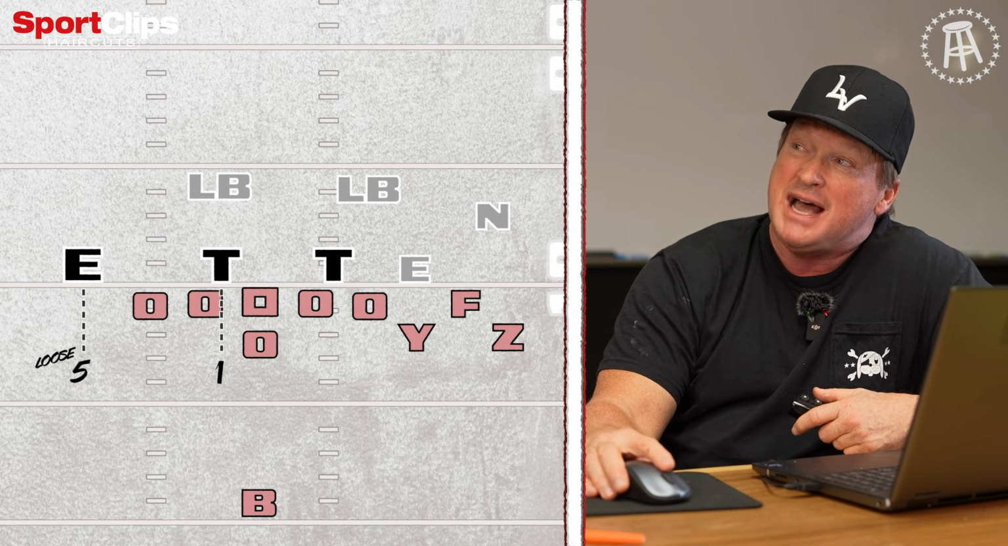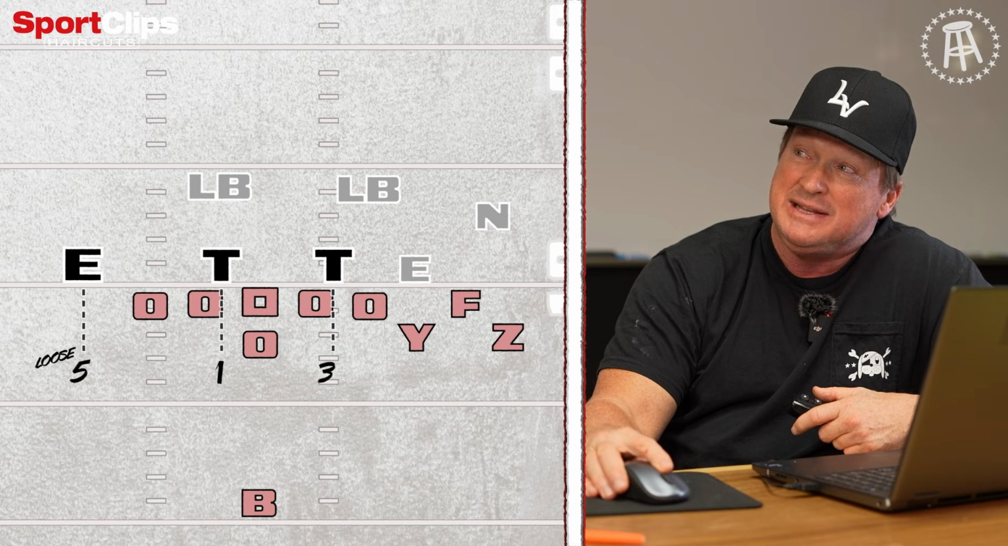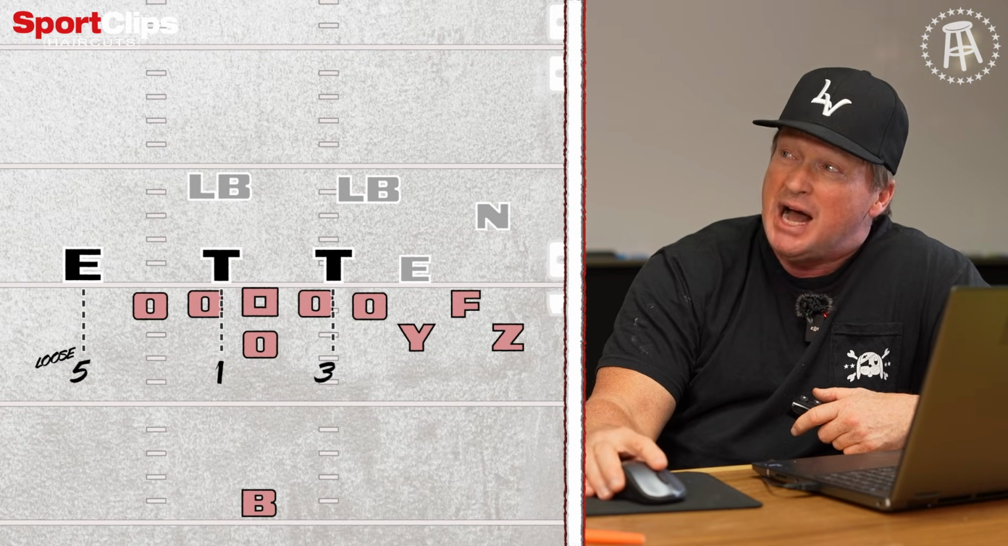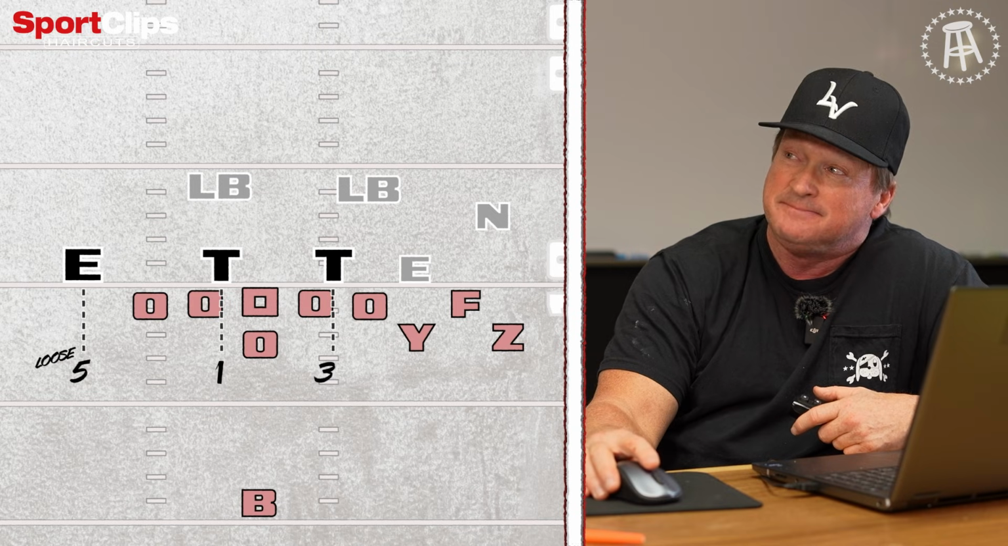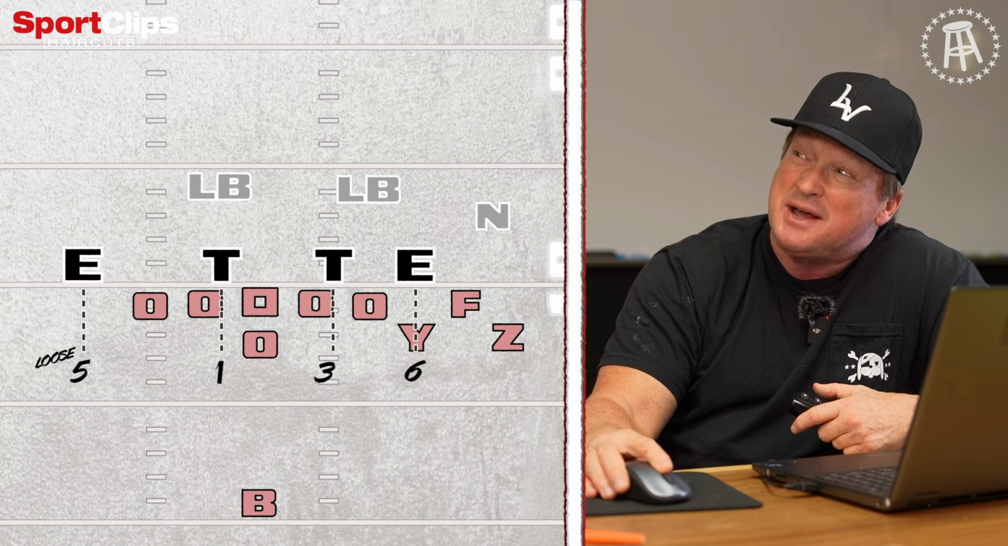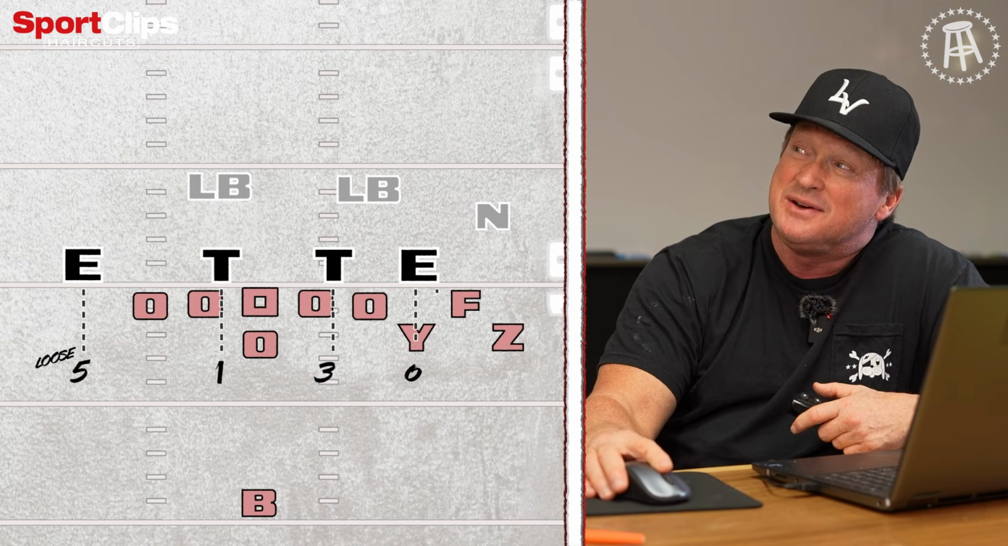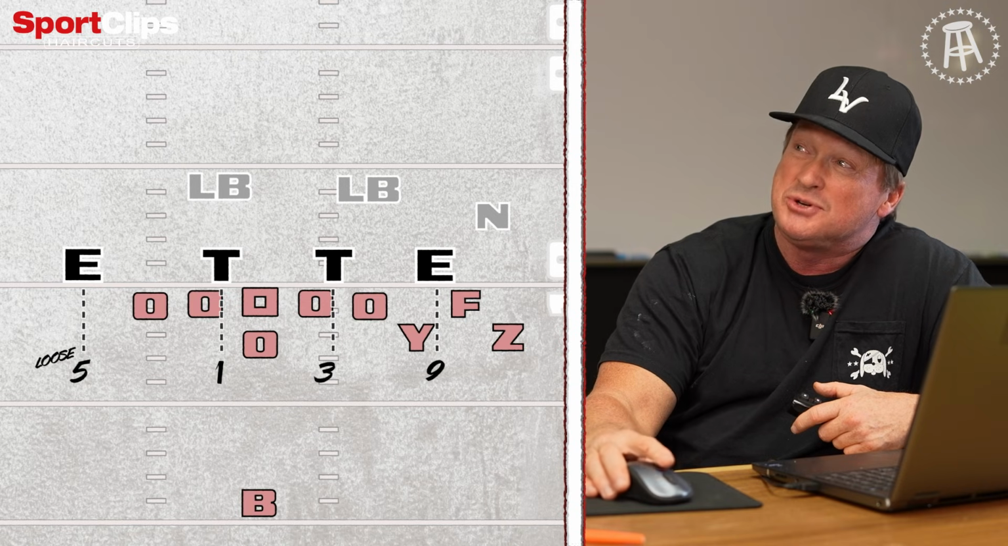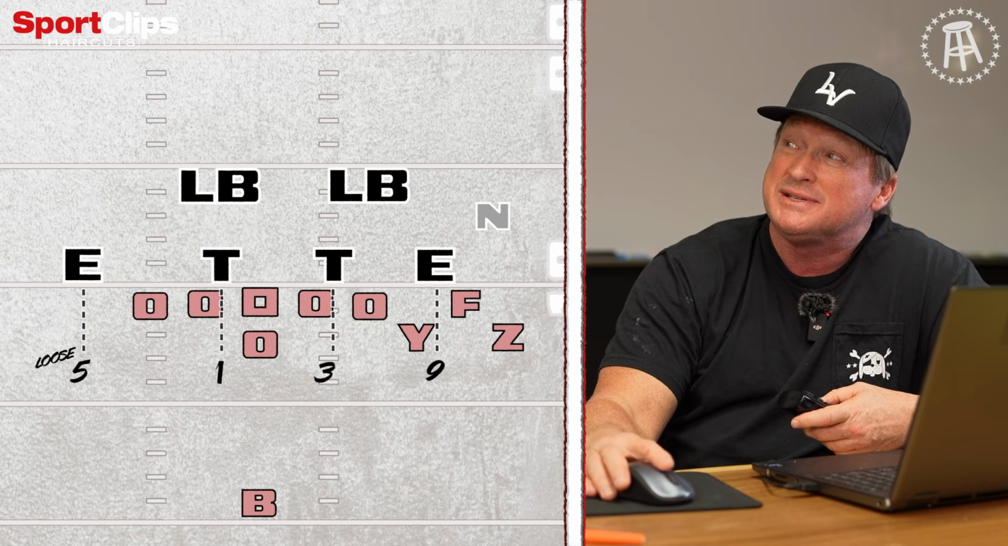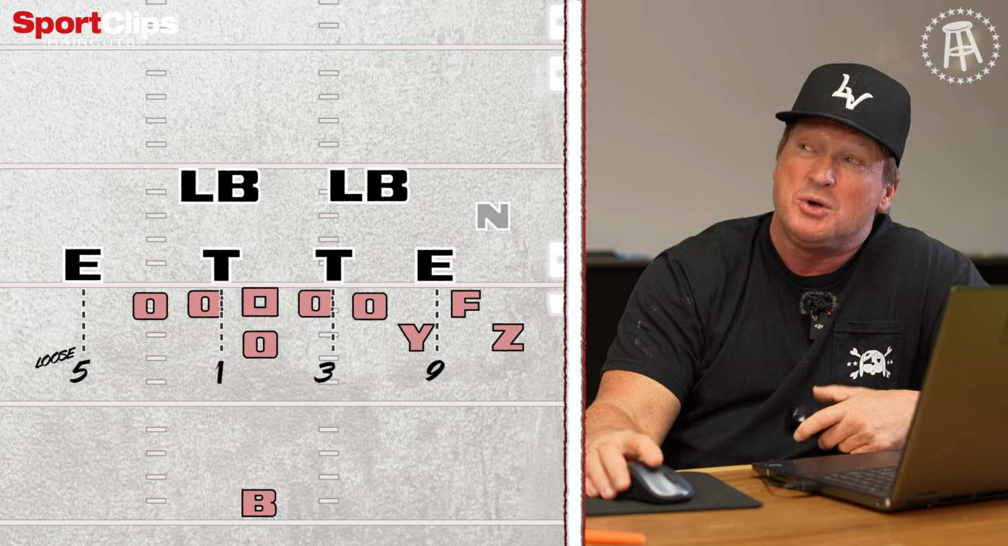On the strong side, there's always a 3 technique, a man lining up on the outside shoulder of the guard on the strong side to the bunch side, yes? And then there's a 6 technique, head up on the tight end. Sometimes he gets out here in a 9 technique. But there's your 2 linebackers. There's no blitz. It's a 6-man box. Are you with me? Yep.